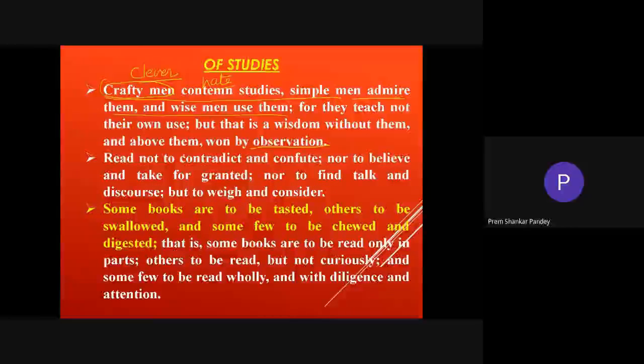So he says that read not to contradict and confute. So when you are studying from the books, do not read to make contradiction, not to believe and take for granted. So whatever is written in the book, do not believe it fully and do not take things for granted, that whatever is written is 100% right. Otherwise, you will never look for the truth. So through these lines, he wants to say that whatever is written is not 100% truth. If you take it for granted, you will never explore for the truth.